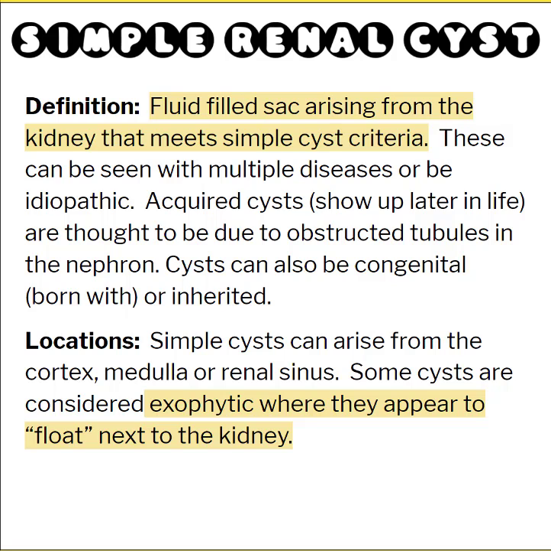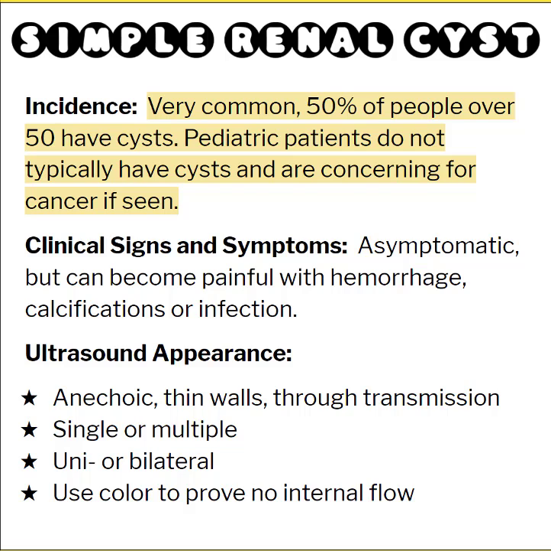Now, the location of the simple renal cyst varies. It can arise from the cortex, the medulla, or the renal sinus, and some are considered exophytic. An exophytic cyst is when it's just on the very periphery of the kidney, almost seems to be floating out next to the kidney. Renal cysts are very common. In fact, 50% of people over the age of 50 have cysts, and most of them don't even know it. Pediatric patients, however, should not have cysts, and if they do, they're a little bit more concerning for cancer.